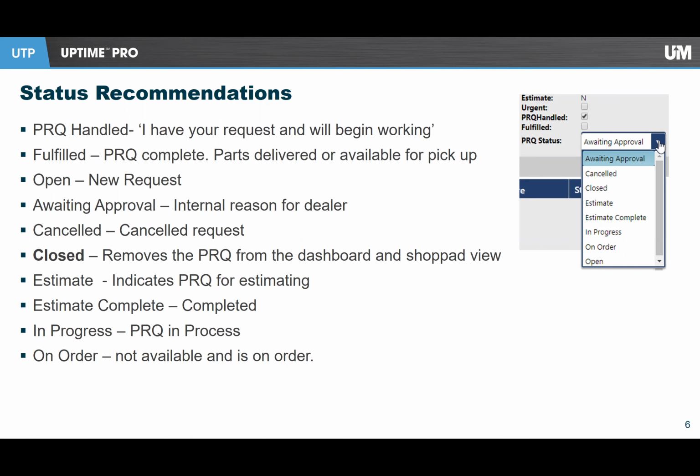Estimate or estimate complete. Typically, if we have to price a part out to get an estimate to a customer, that's what that would be used for. And then again, in progress means that the part request is in process. On order means that I don't have it. It's ordered. Again, the parts request system in Uptime Pro today does not interface with the DMS, so all parts ordering and handling of that parts request is done through the DMS.